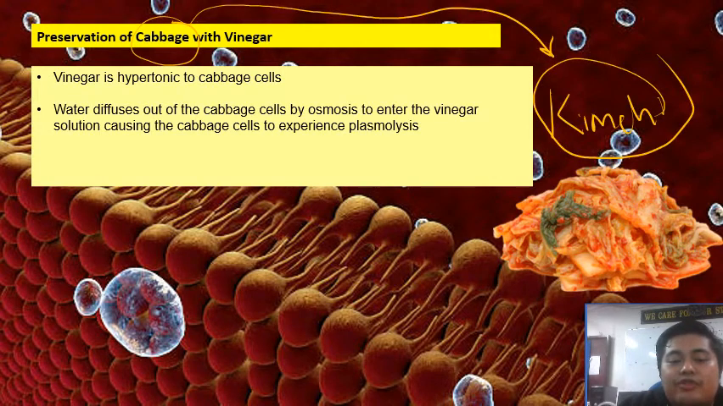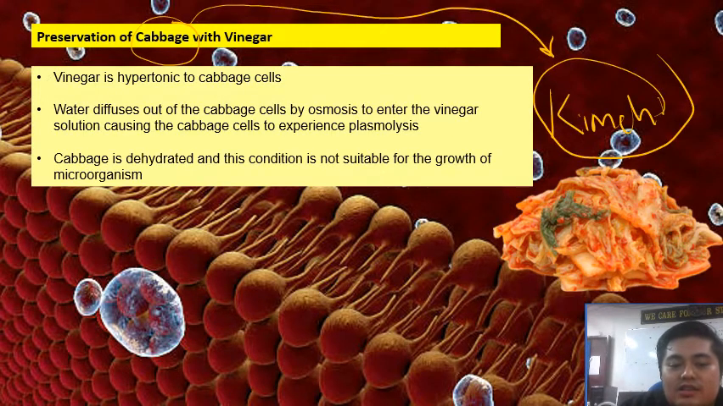So the water will diffuse out of the cabbage cell by osmosis to enter the vinegar solution, causing the cabbage cell to experience plasmolysis. So the cabbage is dehydrated and this condition is not suitable for the growth of microorganisms.